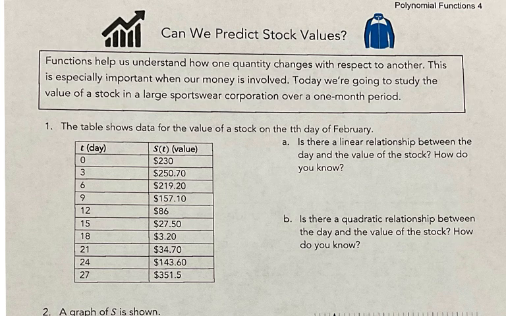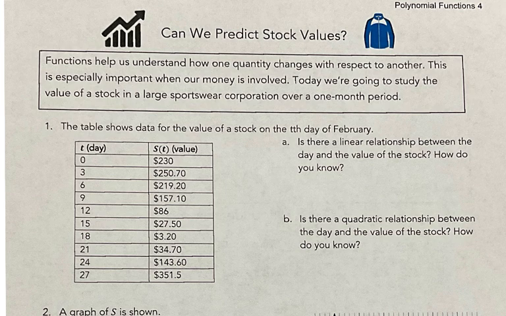The table shows the data for the value of a stock on the 10th day of February. So instead of saying X, we're using the variable T for time, which represents what day we're on. S of T is the value of that stock. So is there a linear relationship between the day and the value of the stock? And how do you know?